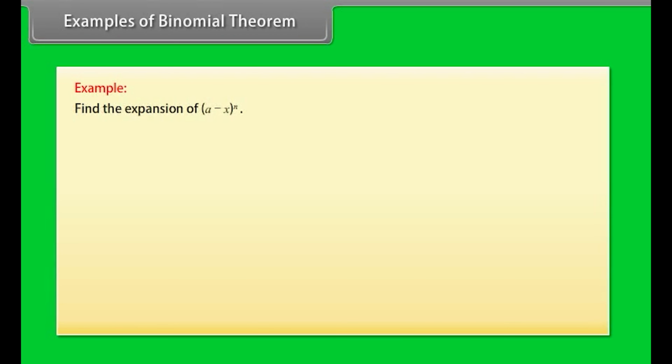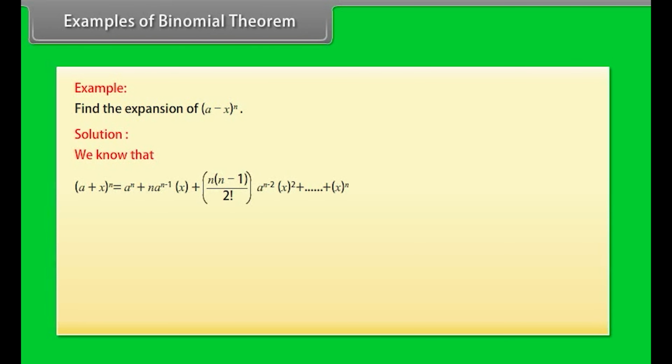Examples of binomial theorem. Example: find the expansion of (a - x)ⁿ. Solution: we know that (a + x)ⁿ = aⁿ + n aⁿ⁻¹ x + n(n-1)/2! aⁿ⁻² x² and so on up to xⁿ. Put x = -x in the above expansion.